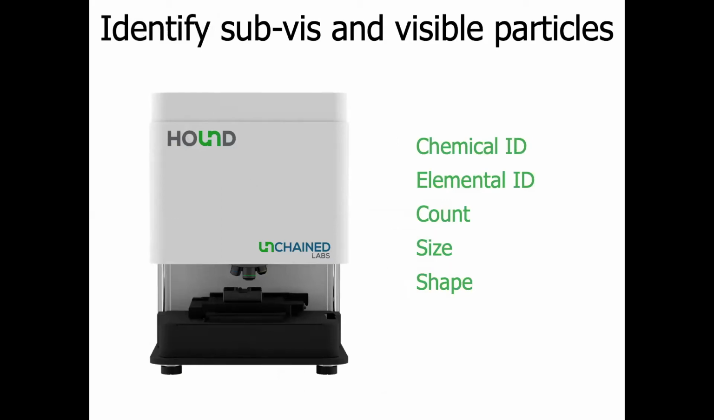Hound is designed to help when particles are found. It provides a unique combination of microscopy to find, count, and size particles, Raman spectroscopy for chemical ID, and laser-induced breakdown spectroscopy, or LIBS, for elemental ID of particles. All those tools can be used in a fully automated way to characterize and identify both visible and subvisible particles.